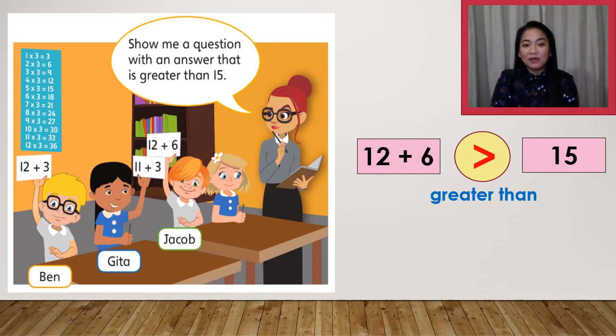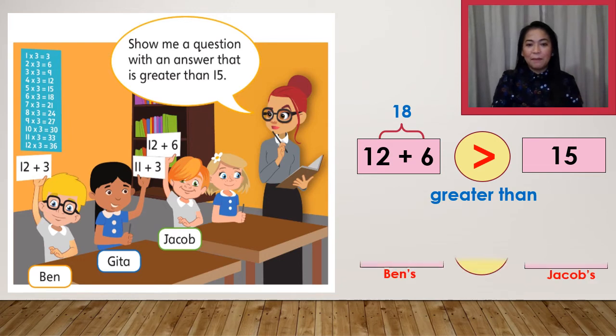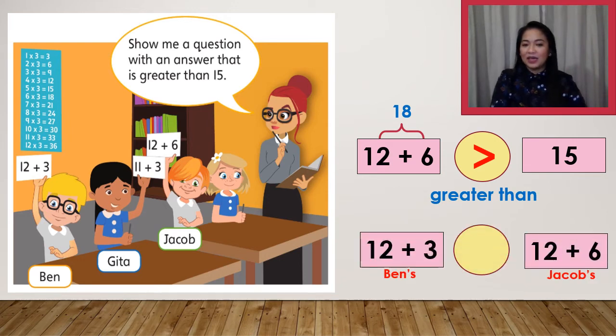But how do you know? We know that 12 plus 6 equals 18. And 18 is greater than 15. So, 12 plus 6 is greater than 15. Now, children, whose answer is greater? Ben's or Jacob's?